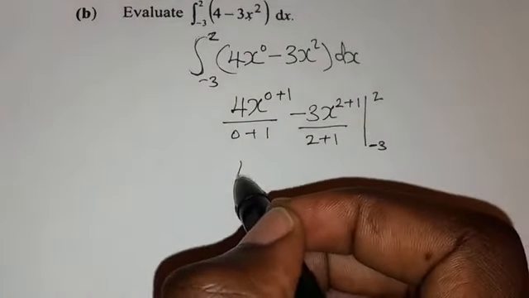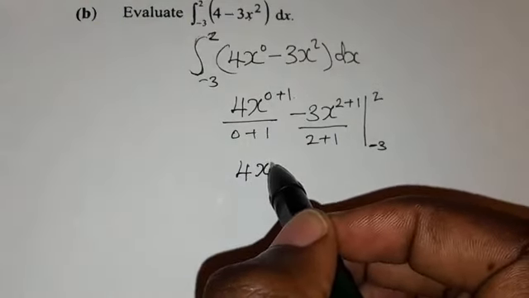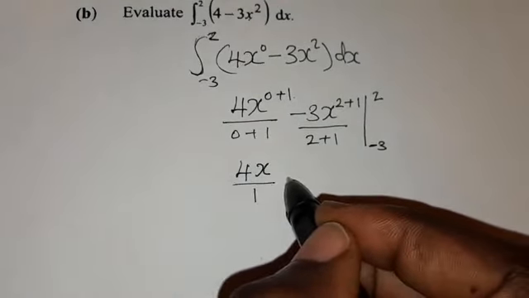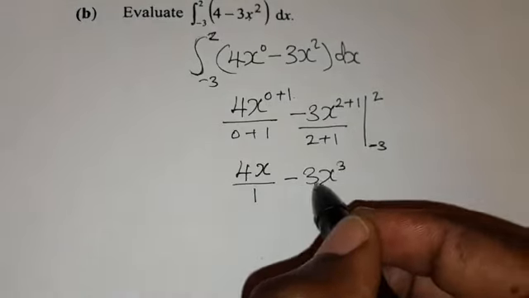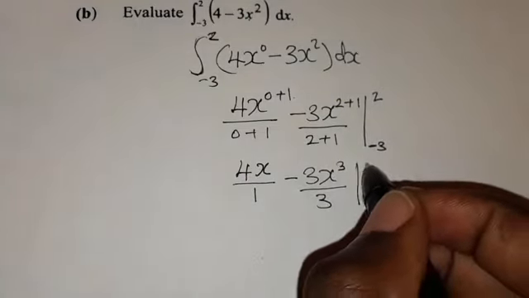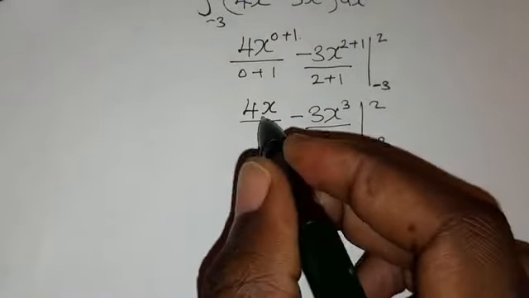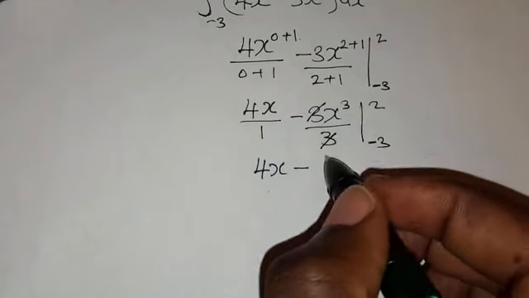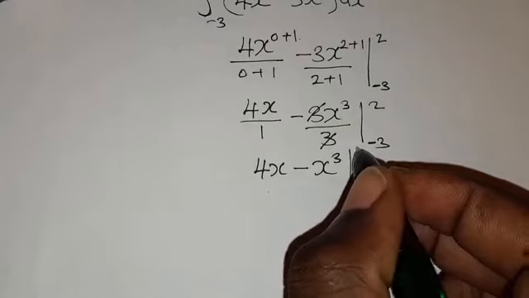Let's simplify this. We're going to have 4x, since 0 plus 1 is 1, and x to the power 1 is just x, over 0 plus 1 which is just 1. Minus 3x, 2 plus 1 is 3, over 2 plus 1 is 3. Then we are integrating from -3 to 2. Simplifying further, 4x divided by 1 is just 4x, minus, this 3 and this 3 cancel, and we remain with x to the power 3, from -3 to 2.